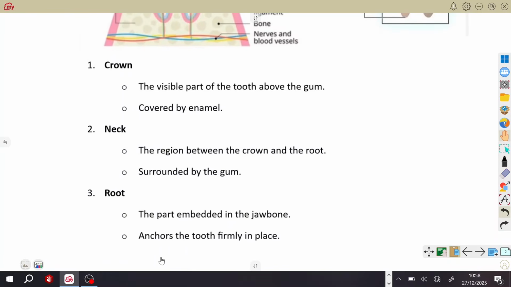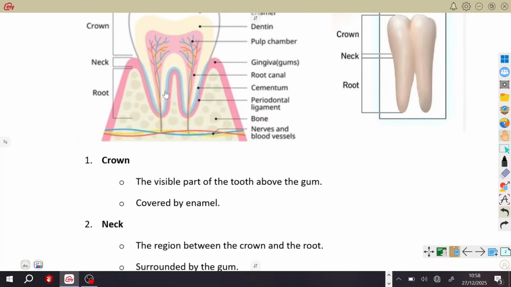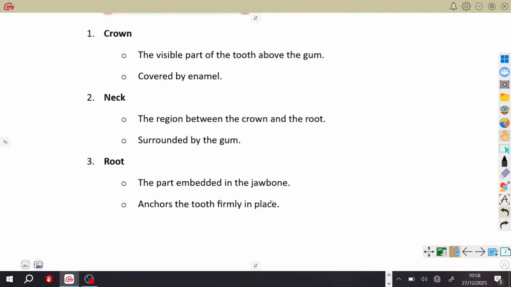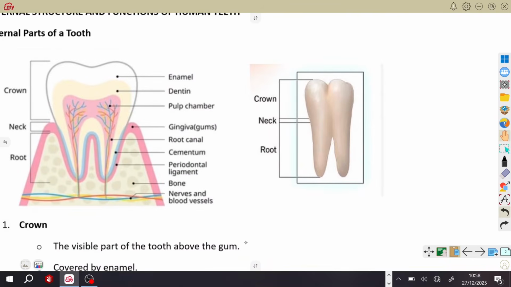Now, so this one anchors the tooth firmly in place. So this one is there to ensure that it holds. It holds the teeth in place. It has to hold the teeth in place. That's the root. Okay.